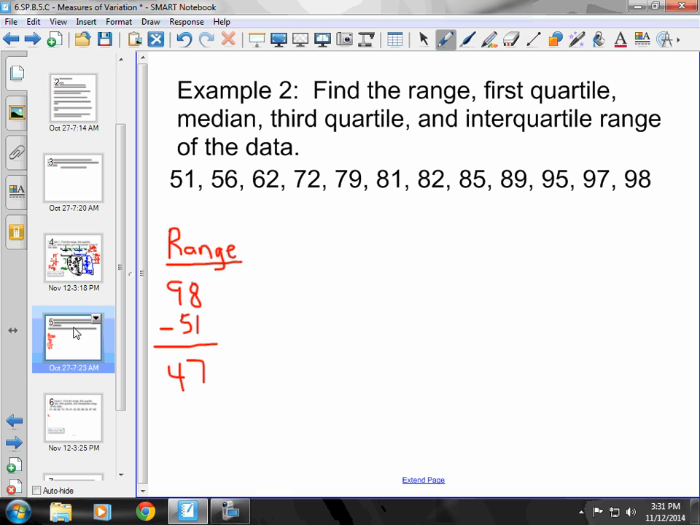This tells me right off the bat that there's a much wider range of data. This data's more spread out. There's a higher number, there's a low number. So comparing the two sets of data, we would definitely have a bigger range for this set.